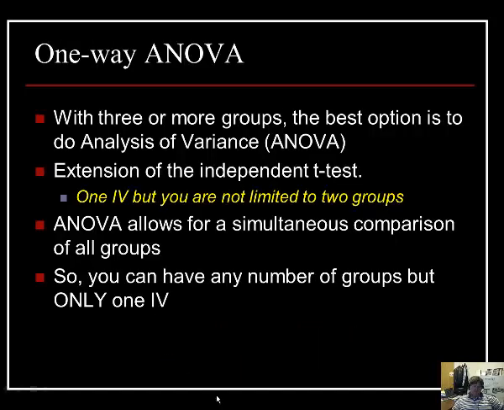So let's look at some different types of ANOVA. The first one is a simple one-way ANOVA. This is an extension of the 2 independent groups design already discussed, but typically involves statistical analysis of 3 or more independent groups. So when there's 3 or more groups, the best option is ANOVA. And like I said, this is an extension of the independent t-test. There's only one independent variable, but now we're not limited to 2 groups.